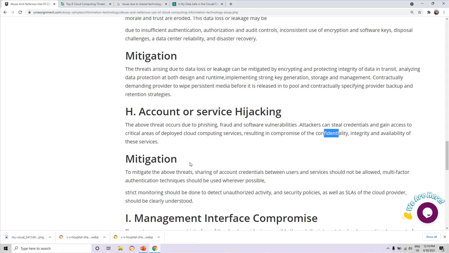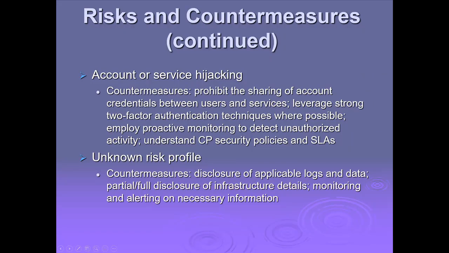So how to mitigate this kind of risk factor? Prohibit the sharing of account credentials. In the cloud computing environment, don't share the credentials. And also the authentication mechanism can have very strong authentication technologies such as two-factor authentication.